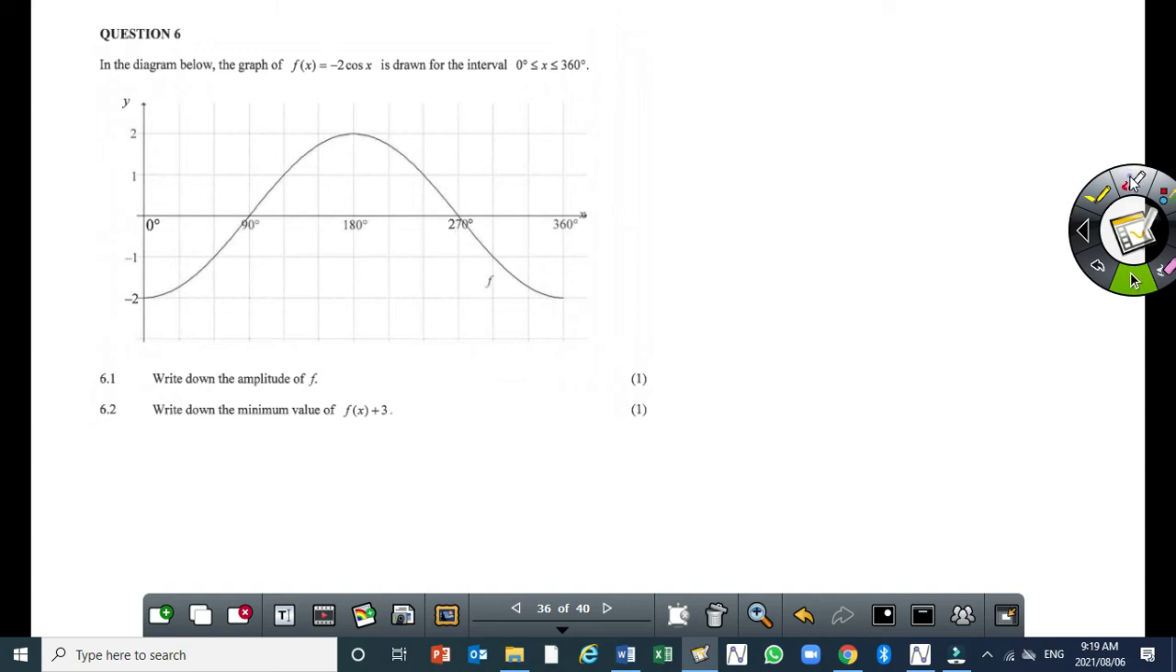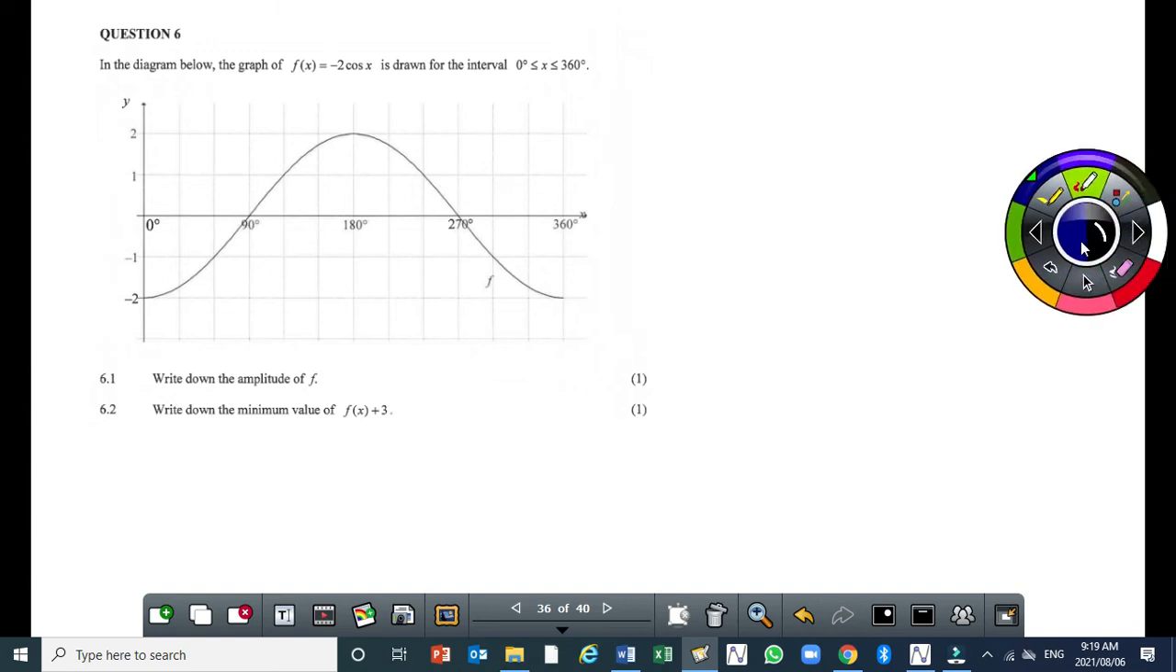Alright, the first question, the amplitude. You can go to the equation itself. It's f of x equal to minus 2 cos x. The coefficient of cos x is negative 2. Our amplitude is a positive value, so you take the positive of that negative 2. So the answer is going to be 2. Okay? Amplitude is 2.